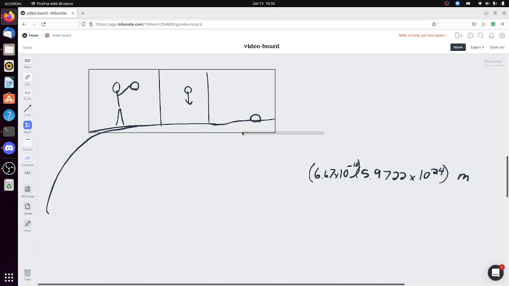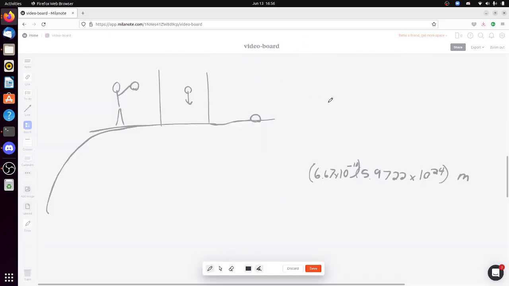So let me just get rid of this. Remember, the equation that we're talking about, I'm just going to rewrite it real quick. The force of gravity is equal to some constant G, the constant of gravitation, times m1 times m2 divided by r squared.